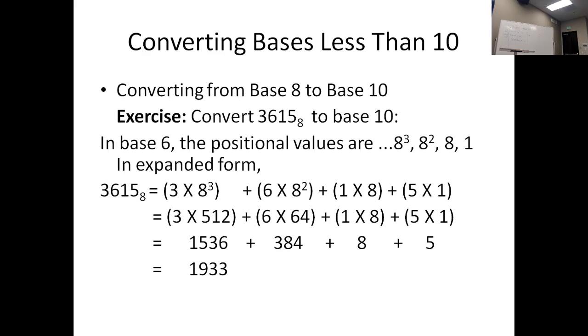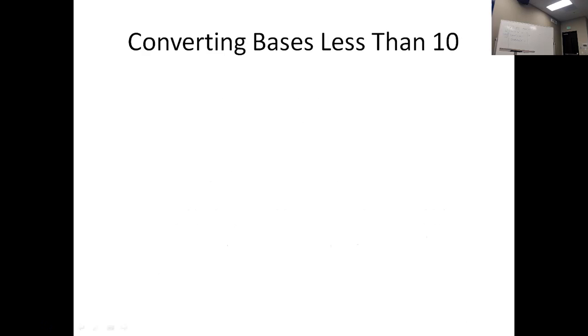Okay. So you do the multiplication and addition. The number 3,615 in base 8 is equivalent to 1,933 in our base. All right?